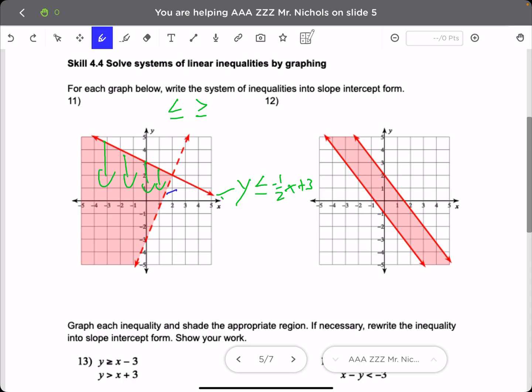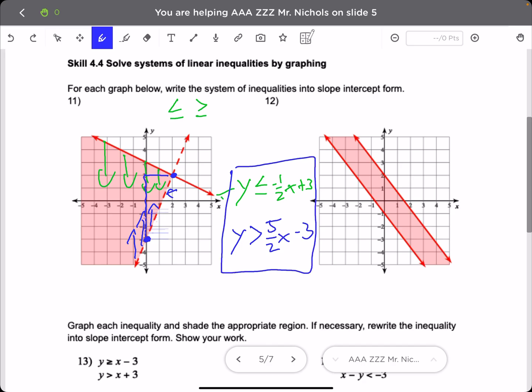Here we have a dotted line, and we're shading above the dotted line. So whatever symbol we use, we are actually going to use the greater than. Y is greater than. Now here, my y-intercept is minus 3, and my next point is here, so I'm going up 1, 2, 3, 4, 5, and then right 2. And so I would say 5 over 2x, and in this case it's minus 3. And so that is my answer right here, y is less than or equal to negative 1/2 x plus 3, and y is greater than 5/2 x minus 3.